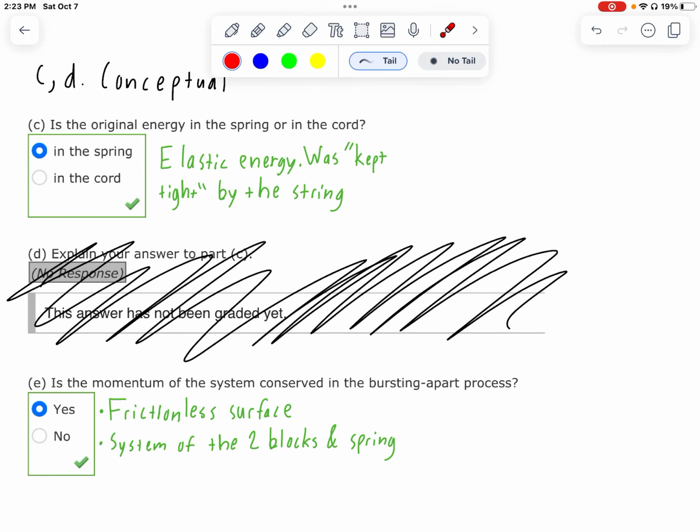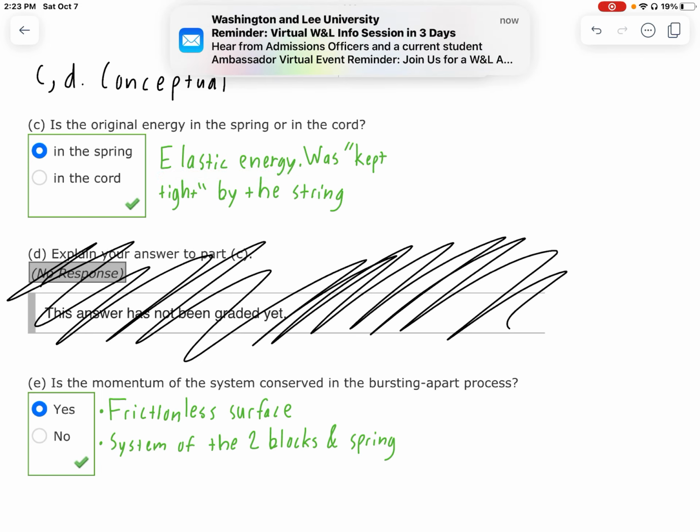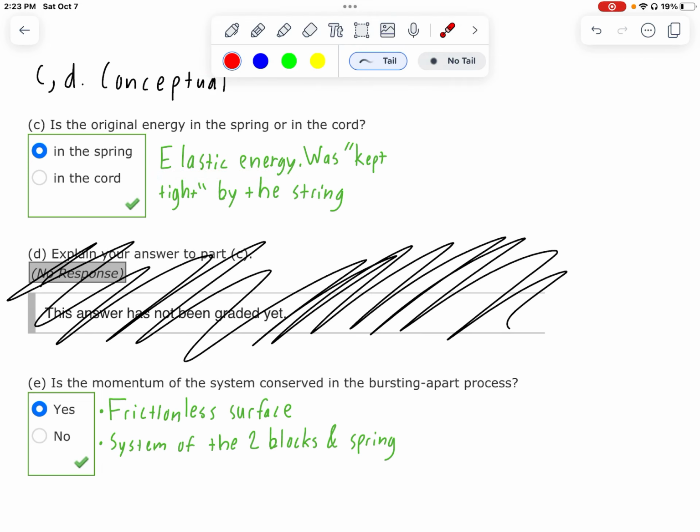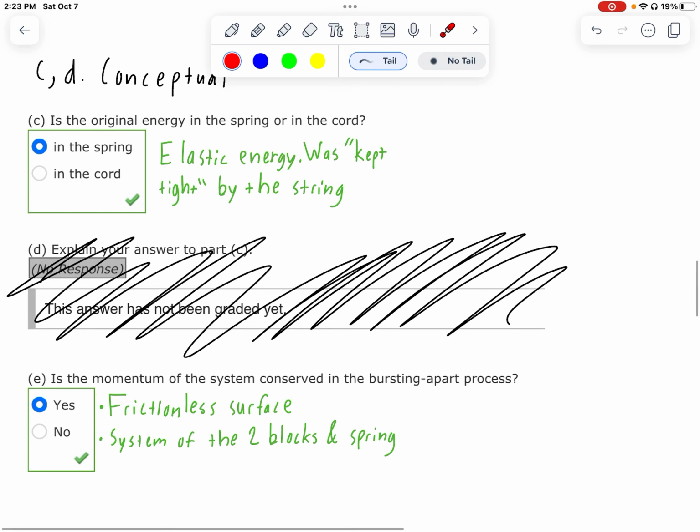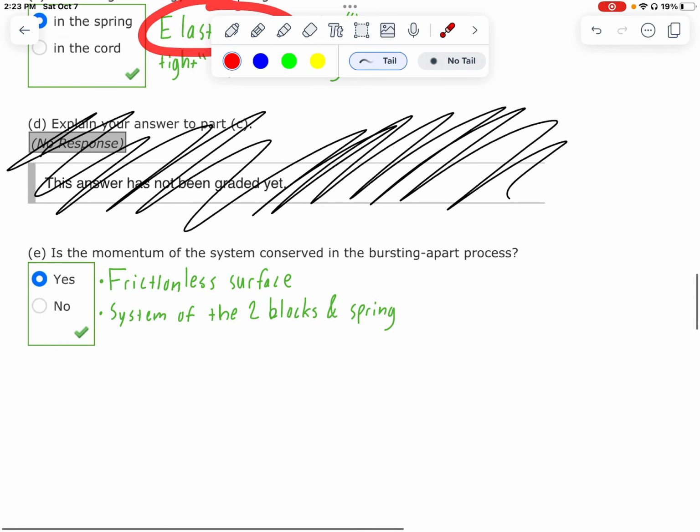Is the original energy in the spring or the cord? I said it was in the spring, which was correct, because this is elastic energy. The spring was kept compressed by the blocks and the string being connected. But once that was released, the energy could release from the spring, not from the string. Is the momentum of the system conserved in the bursting apart process? I said yes, because we have a frictionless surface, and our system is two blocks and a spring.